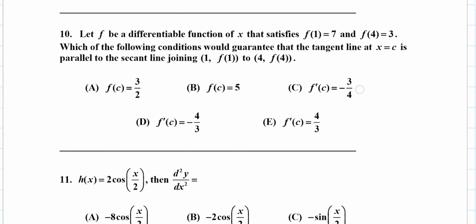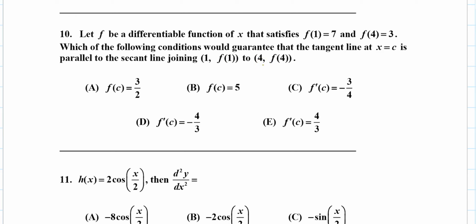Alright, number 10. Let f be differentiable, that satisfies f(1) is 7 and f(4) is 3. Which of the following conditions would guarantee that the tangent line at c is parallel to the secant line joining (1, f(1)) and (4, f(4))?